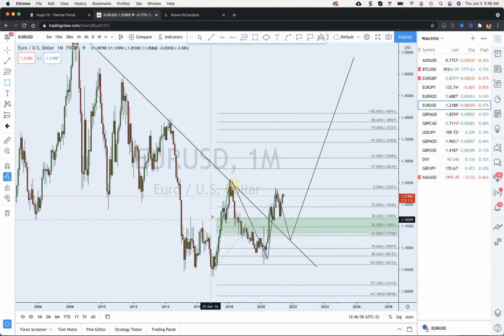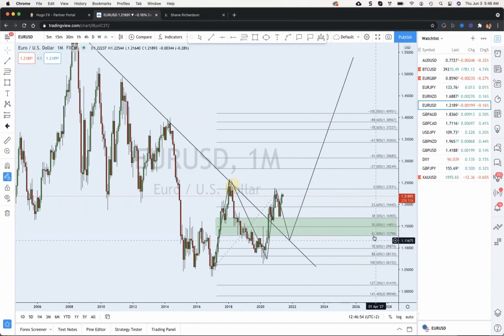I don't look at the 23 or the 786 or whatever on currency. Now, if I'm doing crypto, then the 786 makes sense because crypto loves 786 retracements. The corrections are typically 786. But when you're talking about currency, you're going to look for a 38, a 50, or a 618.